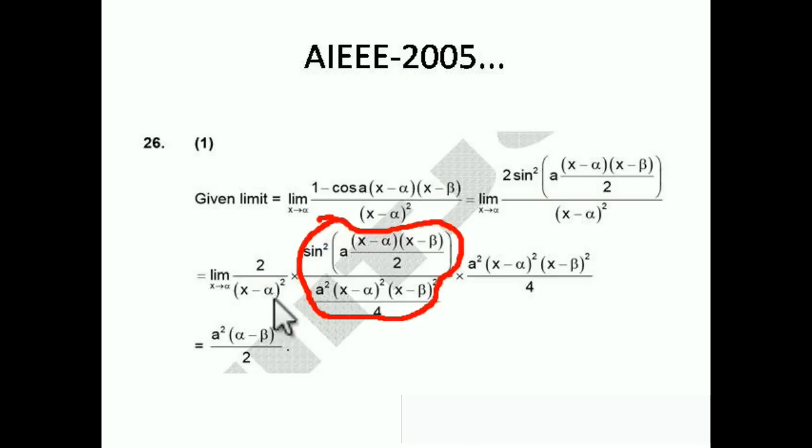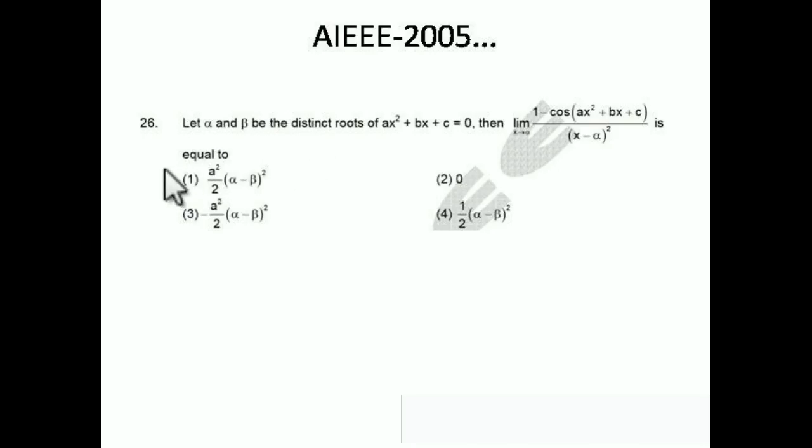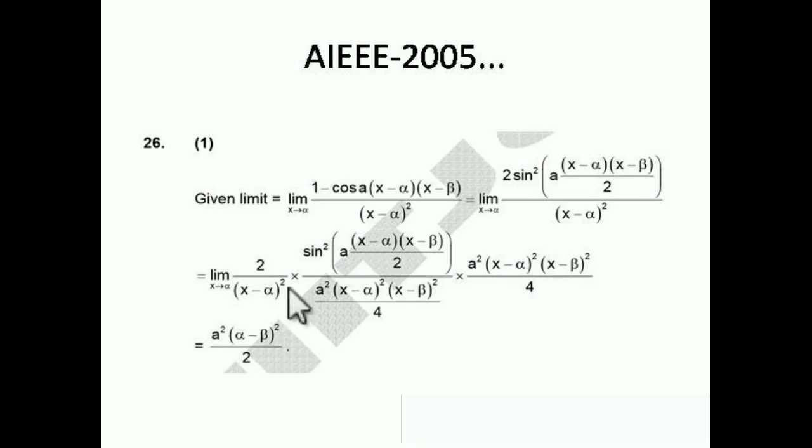Now this x minus alpha whole square and this x minus alpha whole square get cancelled out. Now we have 2 here and 4 here, which cancel, so I have 2 here also. Now we have a square x minus beta square by 2 left. Now I just have to apply the limit alpha here. So if I apply the limit alpha here, then I have a square into alpha minus beta whole square by 2. So this is my answer, option number 1, a square by 2 into alpha minus beta whole square, is my right option. Okay, so this is a good sum.